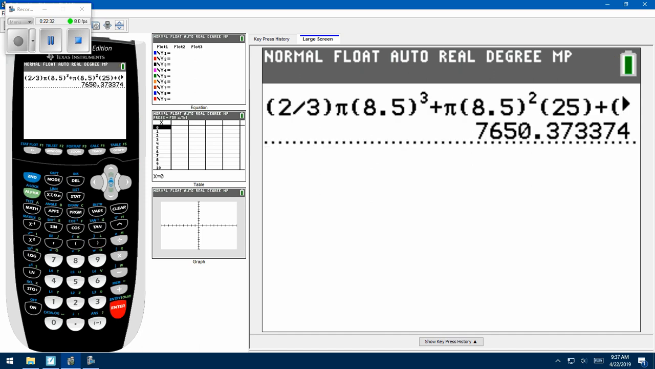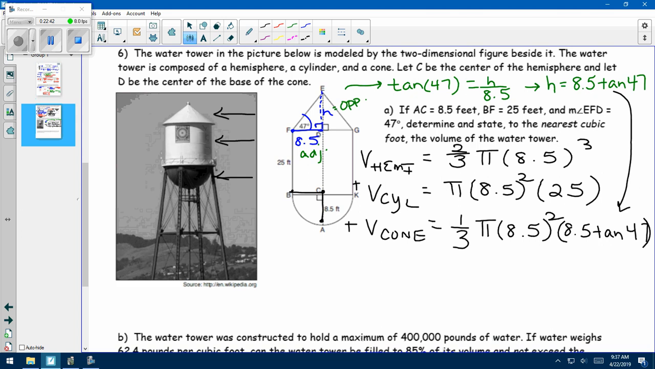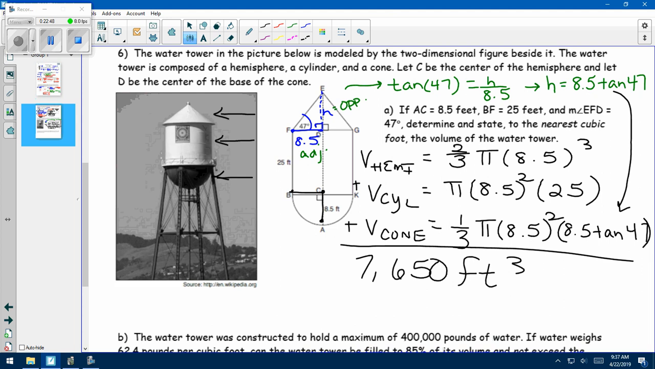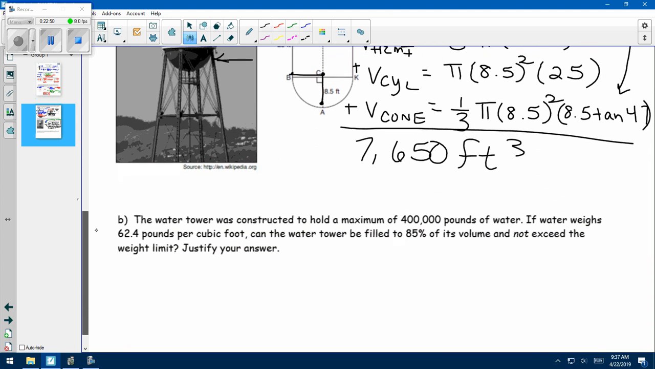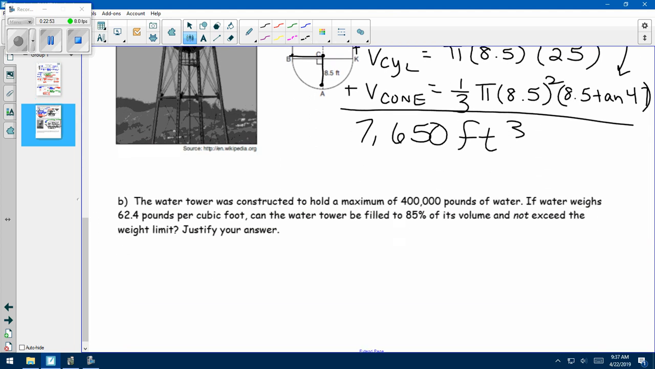The volume that I got is 7,650. And it says to the nearest cubic foot, so we're good to go. 7,650, and all said and done, cubic feet is how much water this tower can hold. Okay, and finally it says at the very bottom, so by the way, that would have been +4 up here. That's probably where you would have to stop on today's Regents exam, but this was worth another 2 points down here.